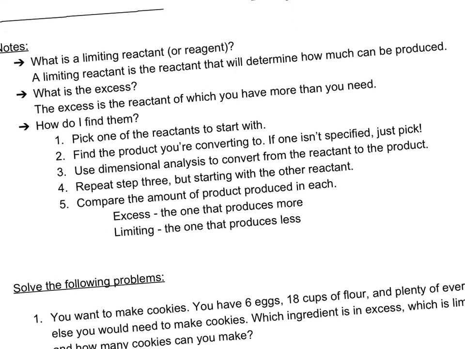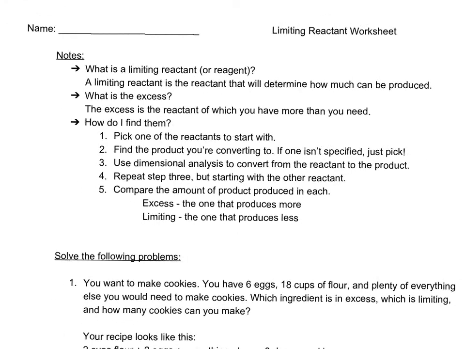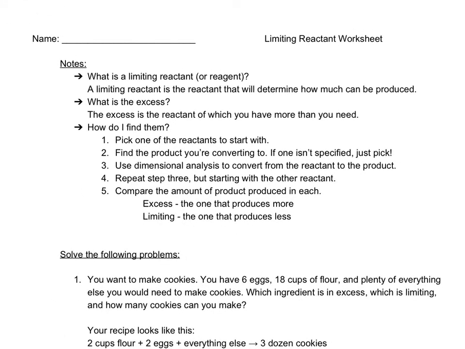All right, so limiting reactant is a really cool topic. It's basically figuring out in a reaction which reactant you're going to run out of first and how much you're going to have left over of the other one. And it also helps you determine how much product you can actually make.